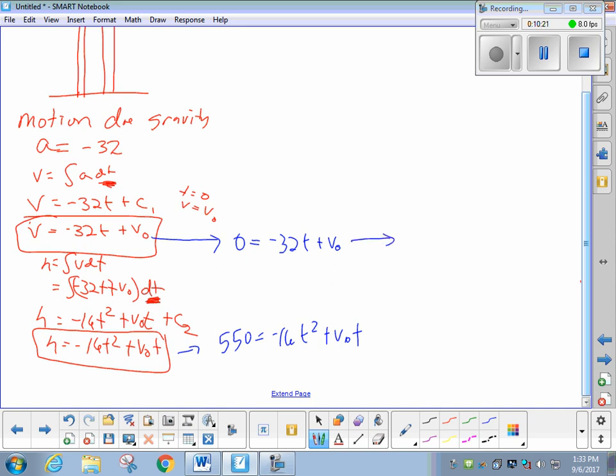Yeah, you could probably use substitution. V initial is 32t. So if you take that and substitute it into the other equation, you get 550 equals negative 16t squared plus 32t squared. 16t squared equals 550. You see what it's saying. You with me?